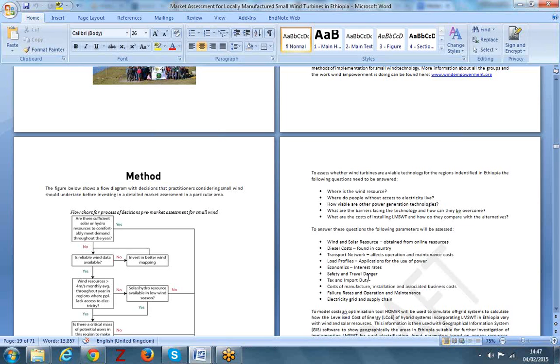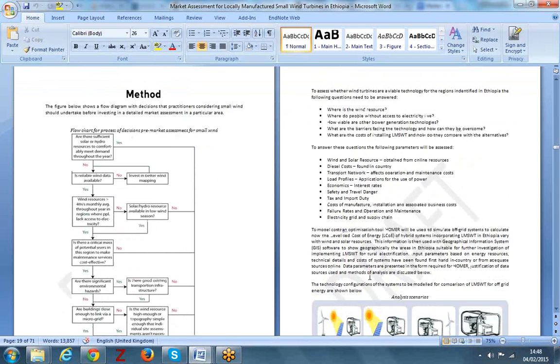Government interventions such as tax and import duty, and then in this case we're looking to set up a business, and we need to take those costs into consideration. The business costs, how much it costs to manufacture and install a wind turbine, as well as the material costs. And then, as we know, wind turbines need a lot of maintenance, and what are the costs of this maintenance, failure rates and operation, and then the electricity grid and supply chain, sort of the infrastructure available in the country to support the wind turbine ecosystem, so to speak.